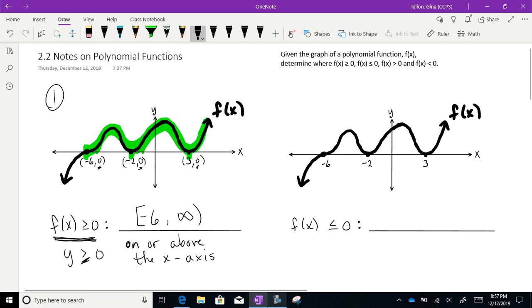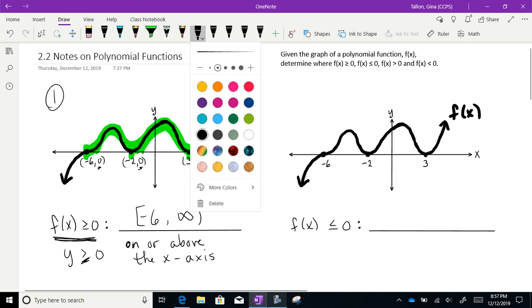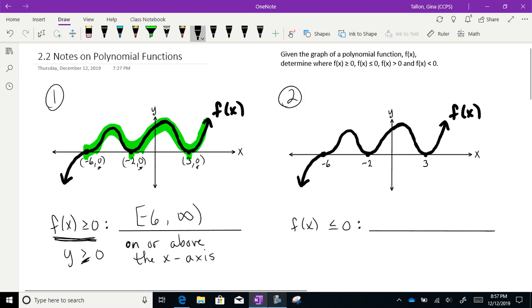Let's move on to question number 2. So here is number 2 right over here. Same exact function, but this time I want to know where is f of x less than or equal to 0. So I want to know where is the y value less than or equal to 0. And because I'm saying equal to 0, I can be on the x-axis, but when I say less than 0, I now want to be below the x-axis.